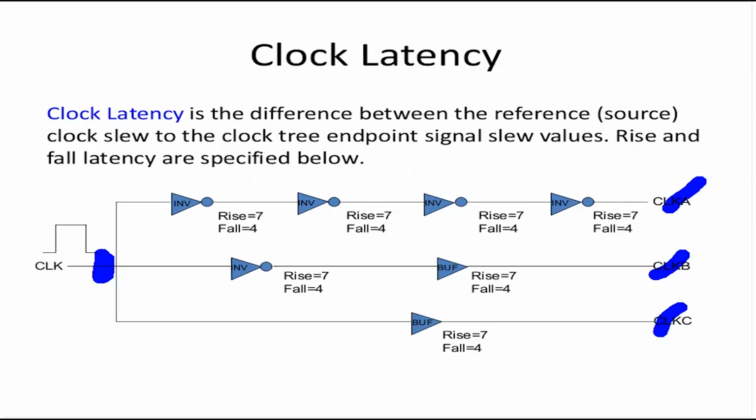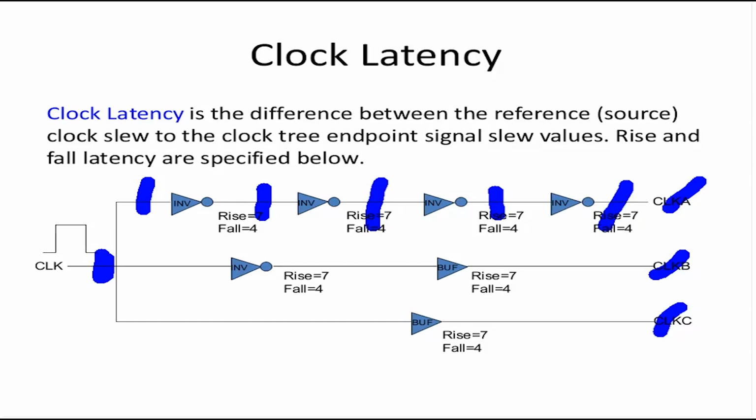Now let's say there's a path from clock A to clock B. What is latency? Let's consider clock A in isolation. Forget about clock B and clock C for now. The latency at clock A will have two values, a rise and a fall. Let's say the clock rises here, so it will rise, fall, rise, fall, rise. There are 4 inverters in place. Rise delay here is 7, fall delay is 4.